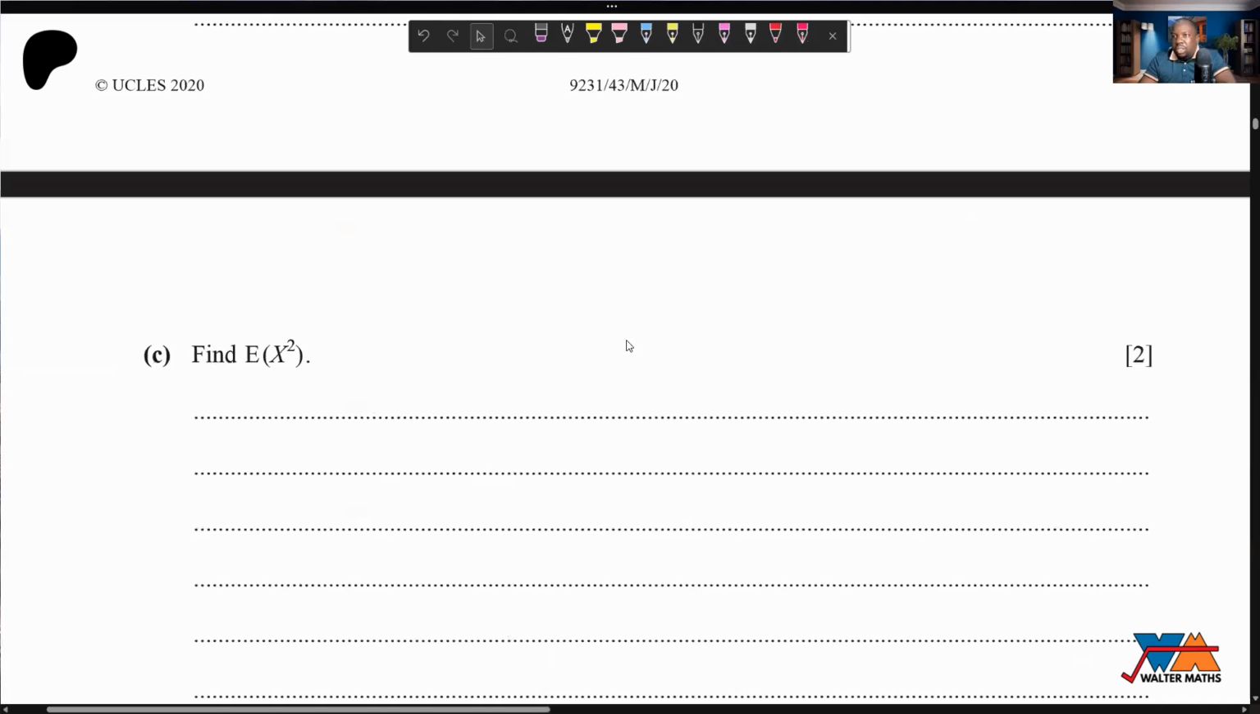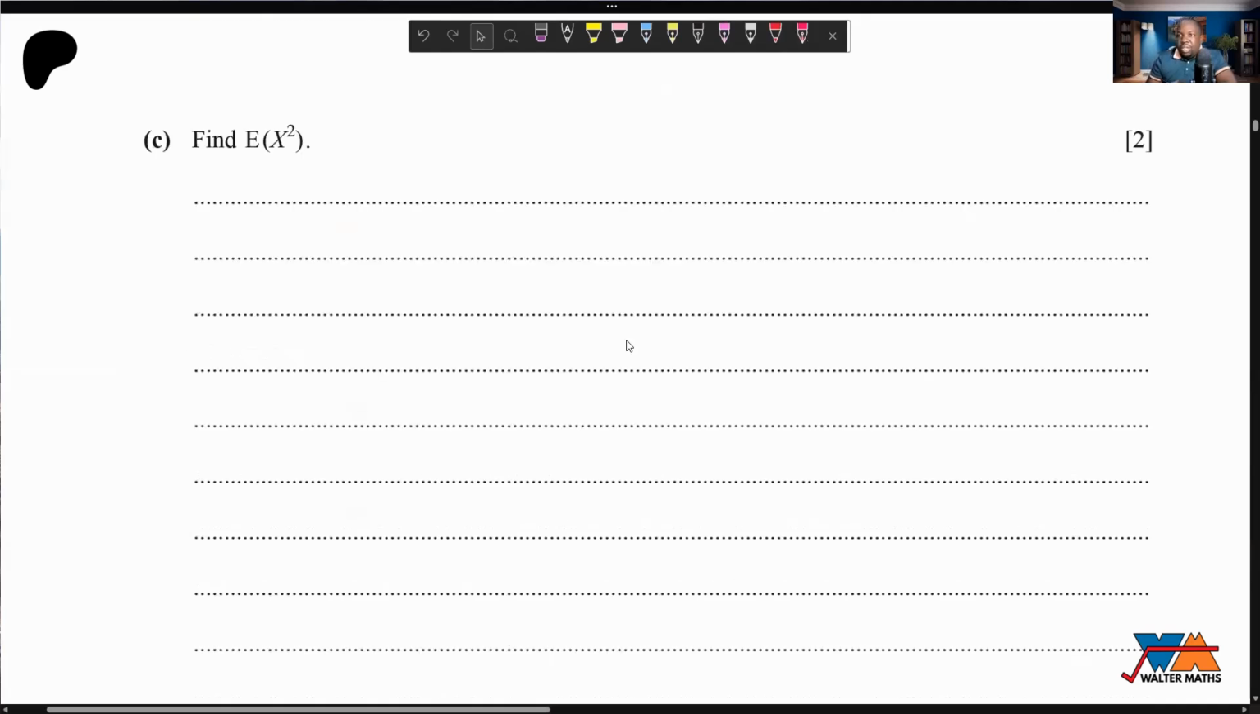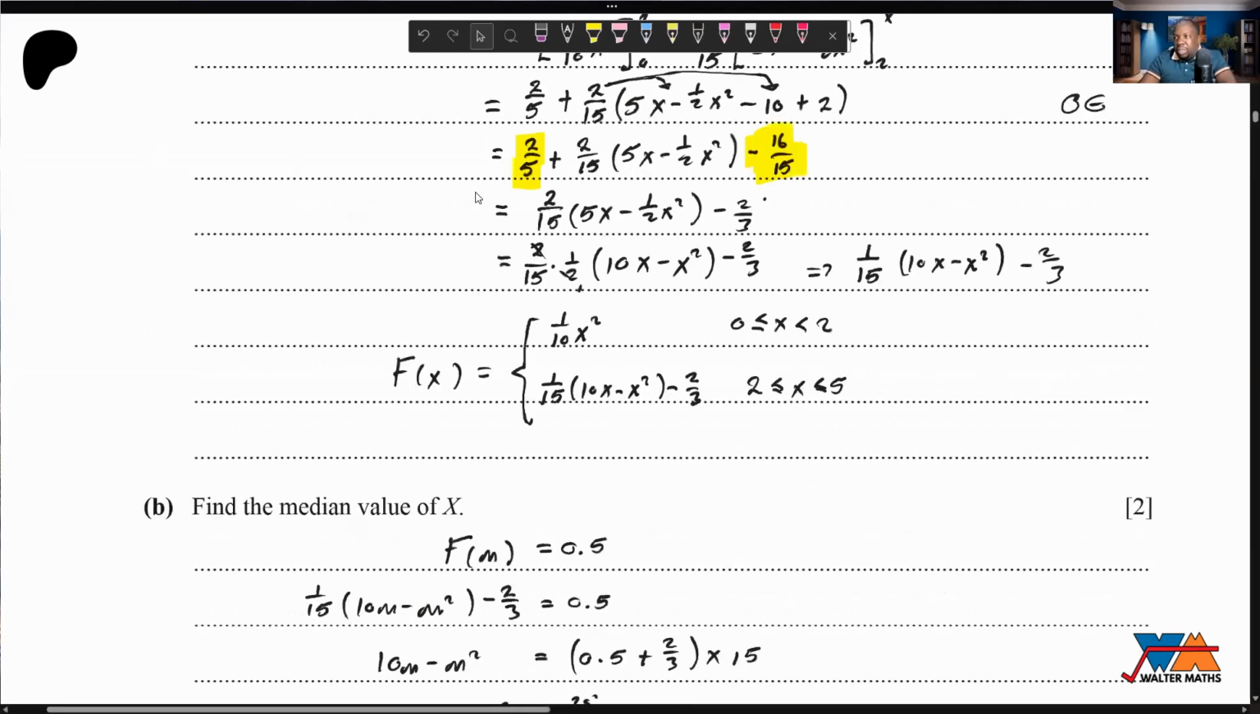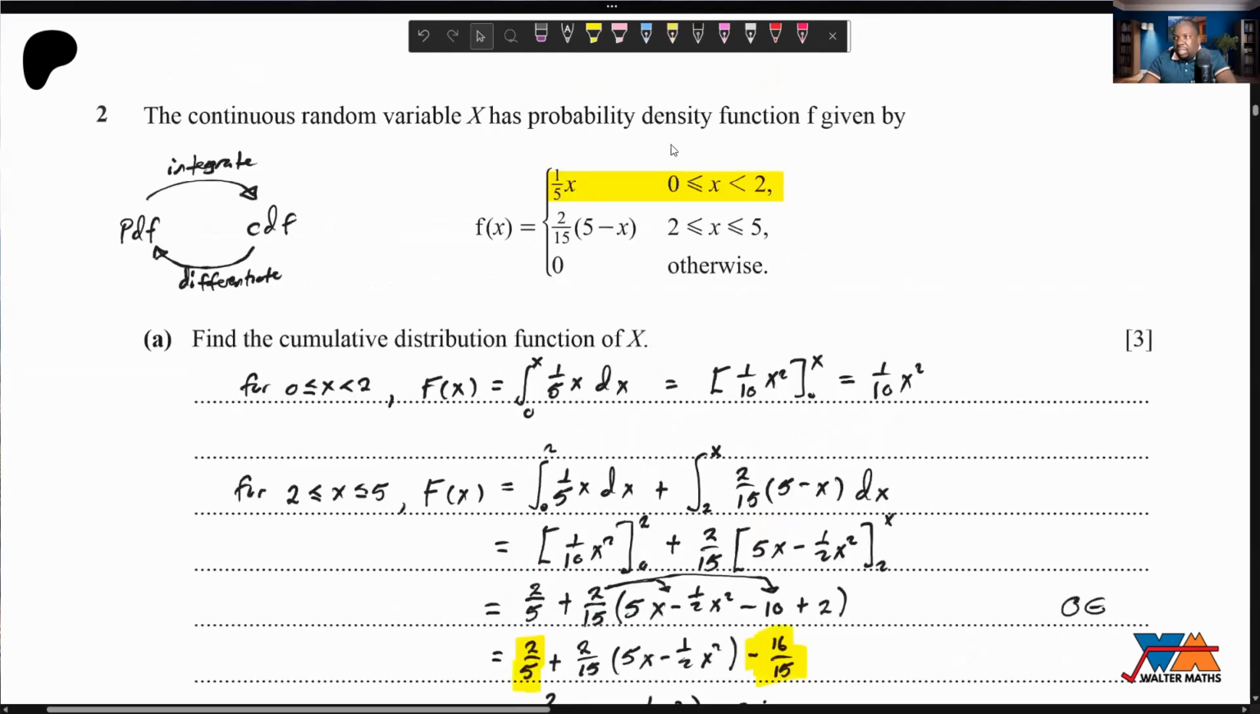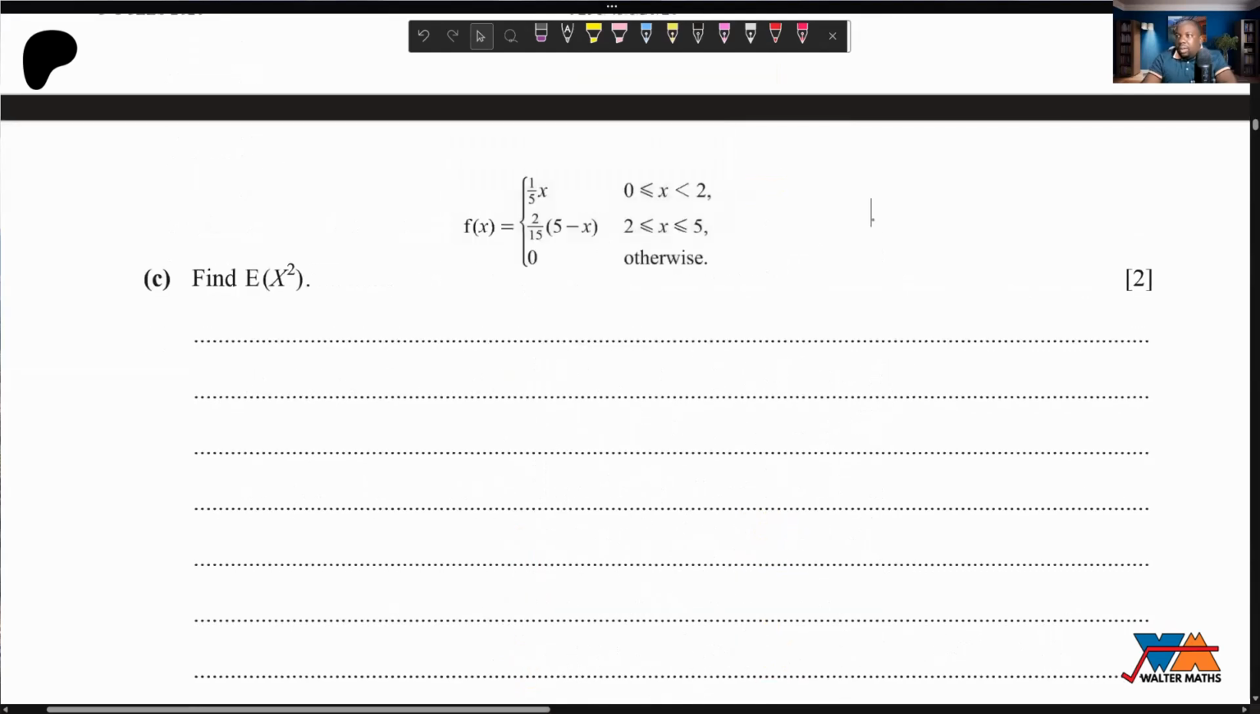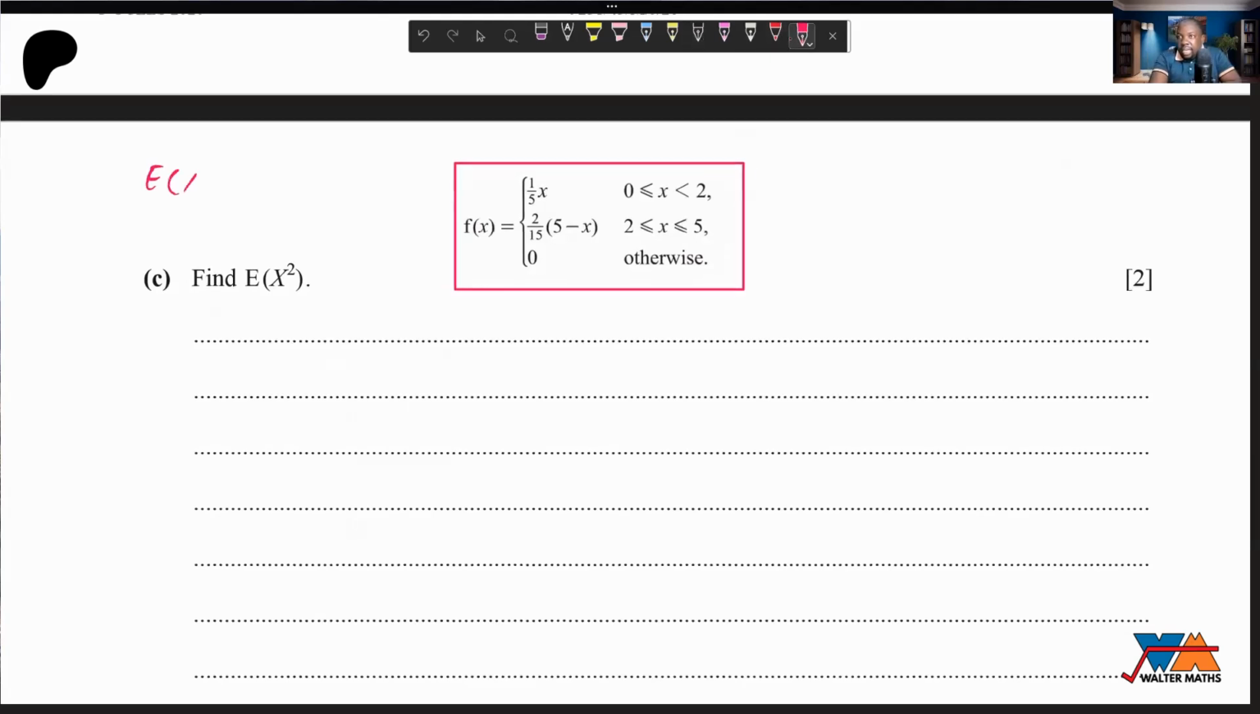Let's go on to C. On part C, they want us to find E of x squared. All right. So when we're looking for E of x squared, we will need the original function. So let me grab this. Okay, so we have right here the function. We know that E of x squared basically means the integral over all values of x squared times your function.